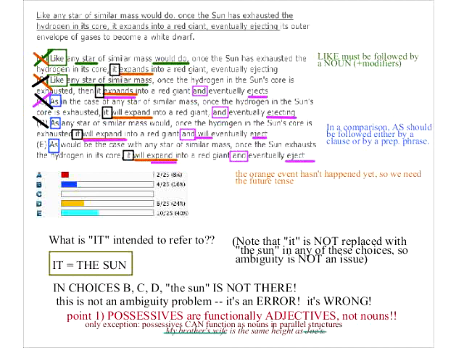But the much more important point here, which is point two, is that if the intended antecedent is not even there, then don't bother to assign a pronoun.